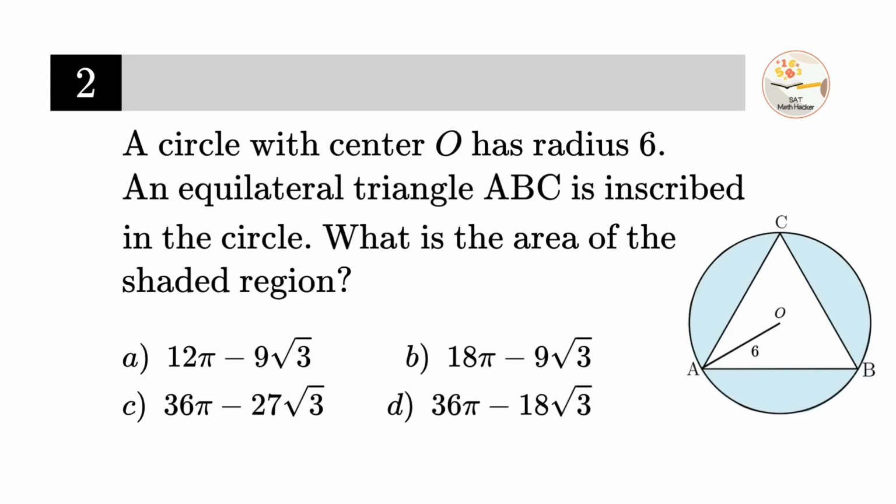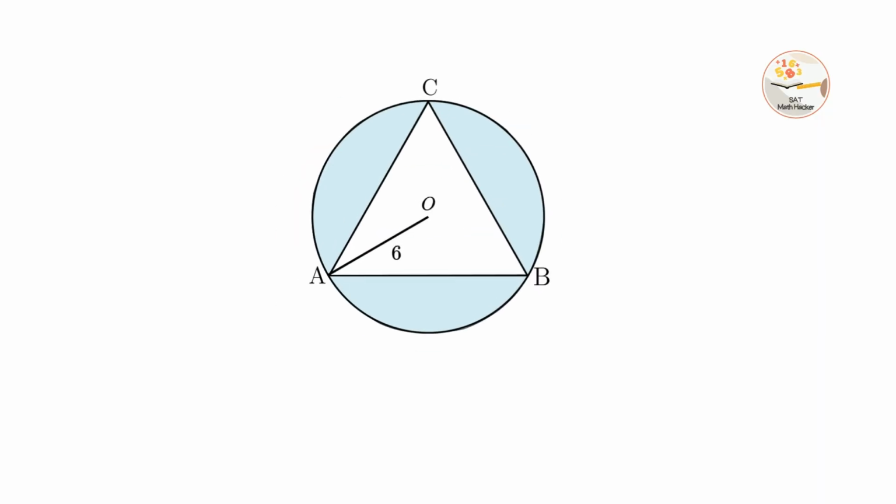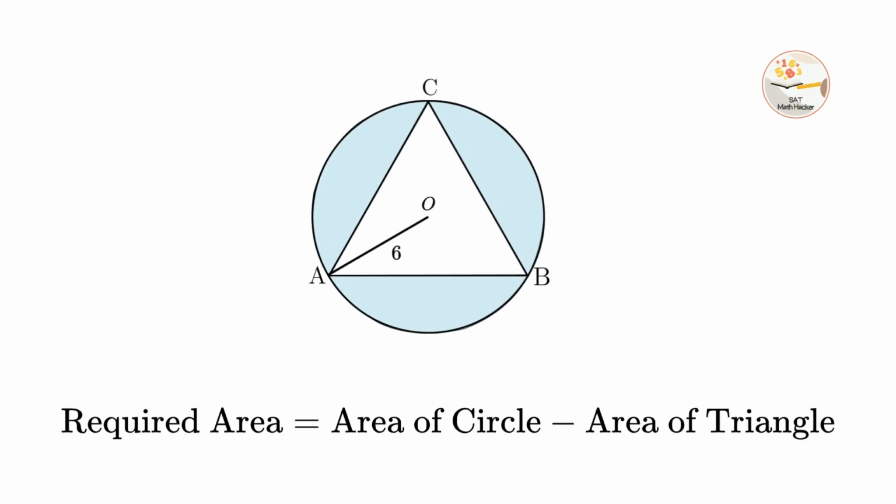In this SAT geometry problem, we have an equilateral triangle inscribed inside a circle. The question asks for the area of the region that lies outside the triangle but inside the circle. Let's solve it. Since we want the area outside the triangle but inside the circle, our required area is the area of the circle minus the area of the triangle.